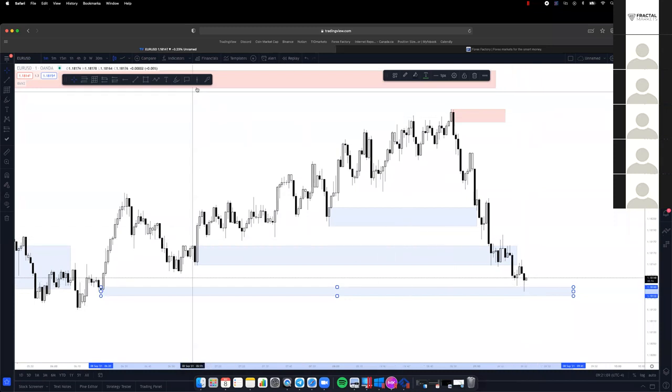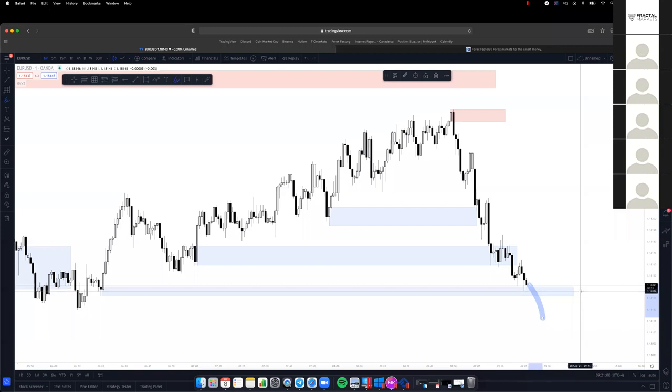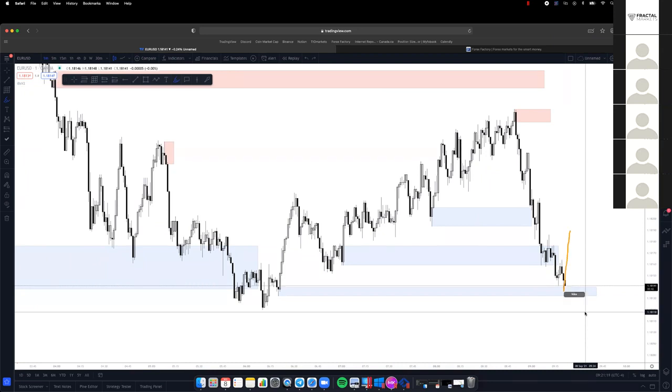For whoever was asking about this, this could very easily just break right through this. But yeah, it just depends, right? Depends on how it reacts.